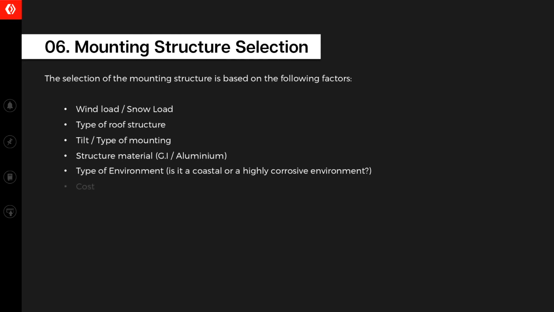And last but not the least, the cost of structure is also important. The cost of a structure in a PV plant can be around 5% of the project cost, and hence that's also a decision making factor.